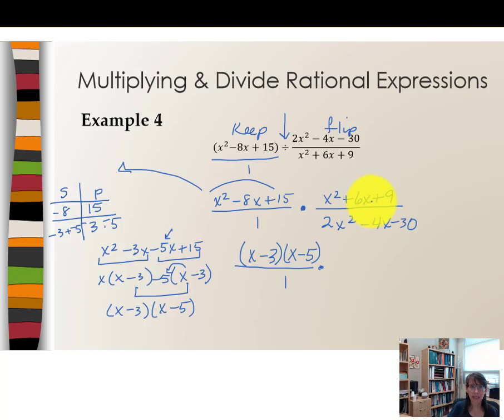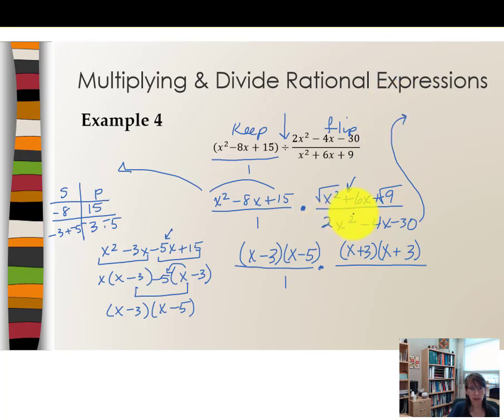X squared plus 6x plus 9. The first and the last terms are perfect squares this time, so we should be able to use our perfect square trinomial technique. So just think square roots. X squared is x times x. 9 comes from 3 times 3. And since the middle is positive, both of these quantities are positive. Now the last thing we need to work on is this denominator. So let's go up here and work on this.